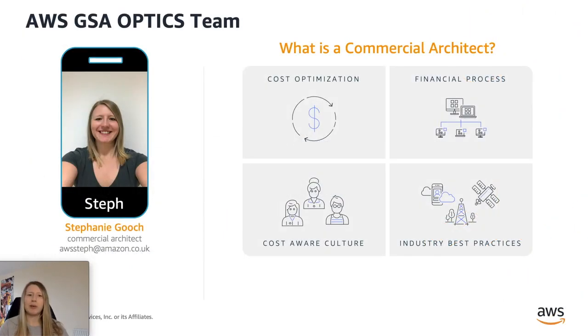So a little bit of background about me. I work in a team called Optics and we look after global strategic accounts, and I mainly focus on telco customers at AWS. So what does a commercial architect actually do?